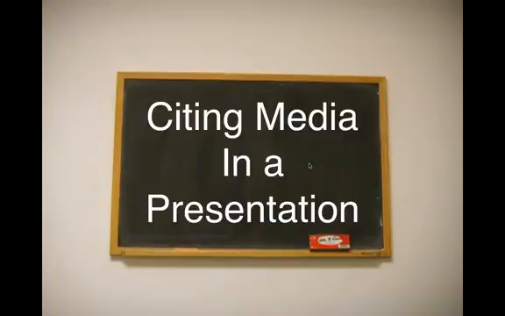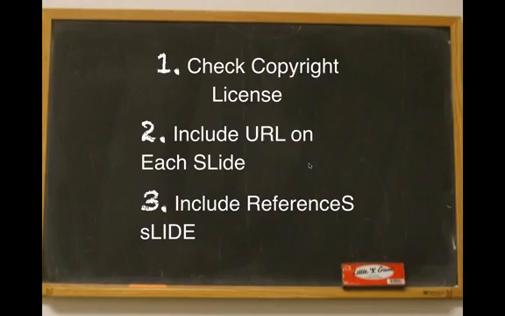All right, what if you need to cite media used in a visual presentation? For example, an image or video taken from the internet you wish to use in a PowerPoint or Keynote, like I'm doing right now. If you're reproducing the image in your presentation, you need to follow these 3 steps in order to cite it correctly. 1, check the copyright license. Make sure the image is licensed for reuse under Creative Commons.